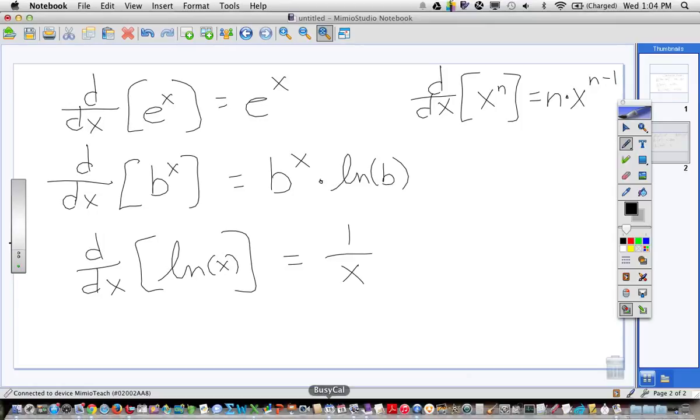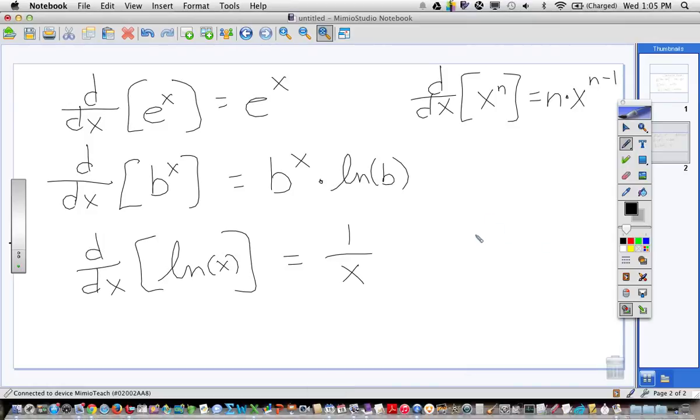Now this is a strange one in the sense that it's the only one that doesn't stay within the same function family. When you do a trig function like sine, you get another trig function, cosine. When you do a power, you get another power. When you do an exponential, you get another exponential. But when you do the natural log derivative, you get something that's not a log, right? You get 1 over x. Yes?